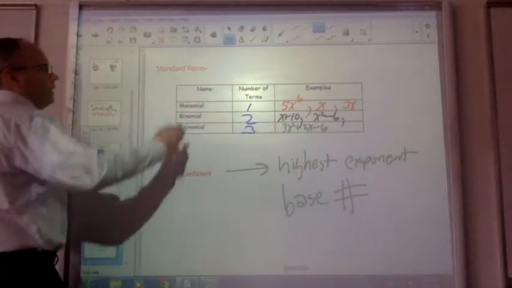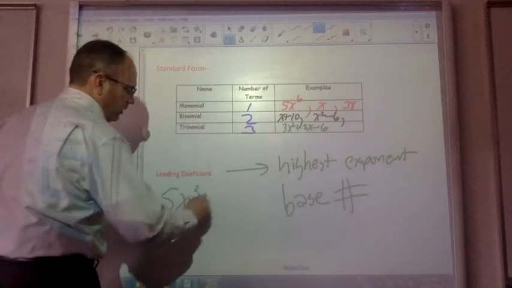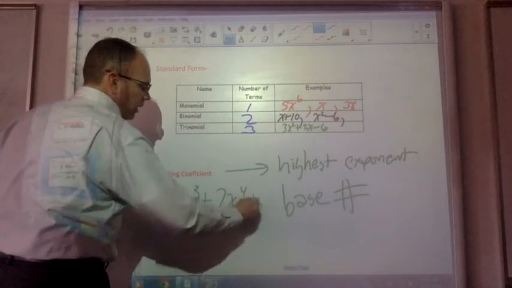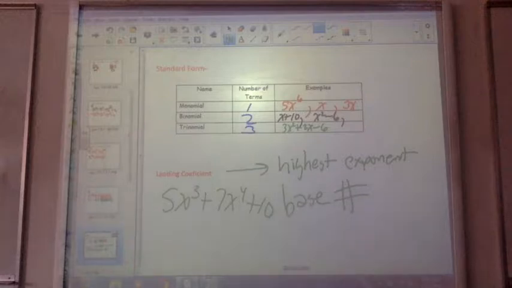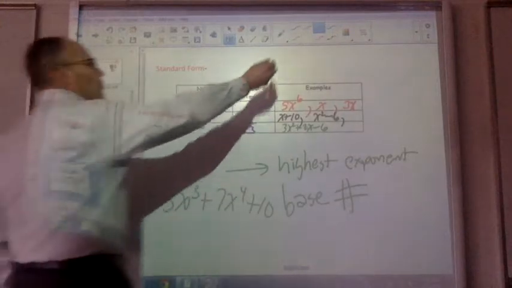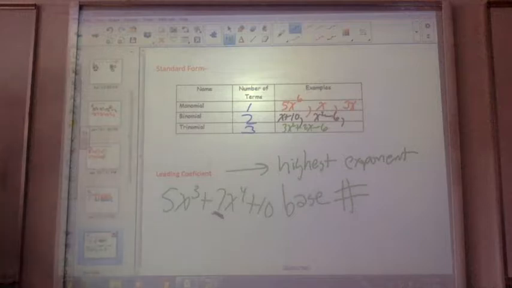All right, so leading coefficient, if I had some problem like 5x to the 3rd plus 7x to the 4th plus 10, what's my highest exponent in there? The 4th, so it's 4th degree. What's that leading coefficient on that 4th degree? 7. So this would be my leading coefficient if I wrote this in descending order, standard form.